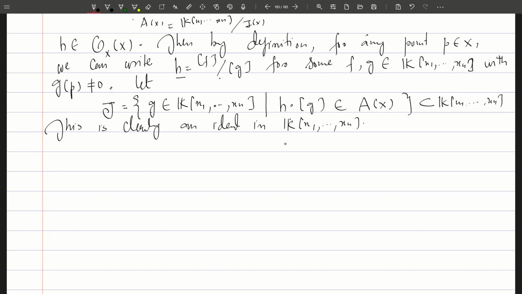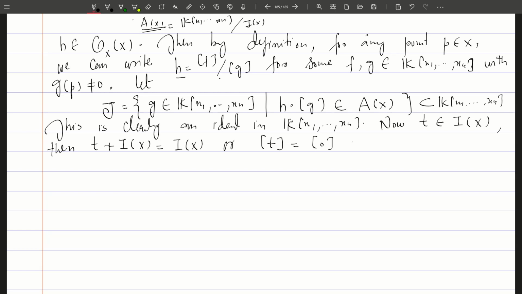Now take some element, say t, in the ideal of X. That means t vanishes at each element of X. Then if I look at the coset t plus I(X), it is equal to I(X), because t is an element of I(X), so the class of t is the same as the zero element of this coordinate ring. Now by this property, the class of t is the same as the class of 0 in A(X), which is the quotient ring K[x1, ..., xn] modulo I(X).